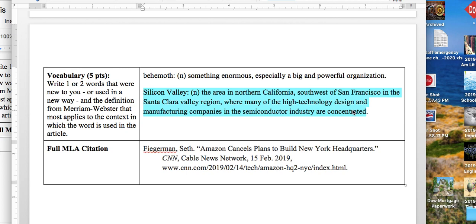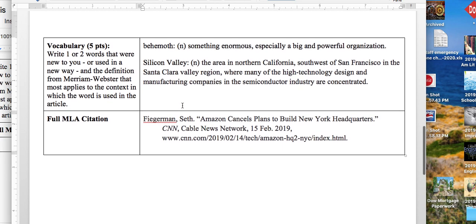He also chose to highlight behemoth, right? Which sometimes just the sounding of it can sound funny. We might associate it with other words, but it does actually mean something enormous, especially a big and powerful organization, which certainly applies in this particular context.